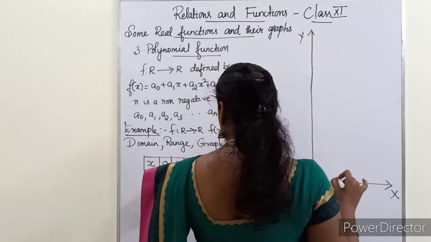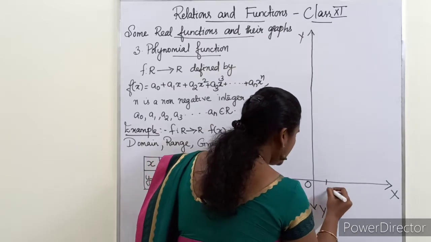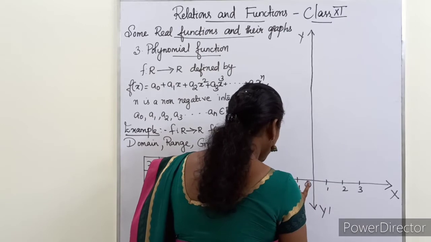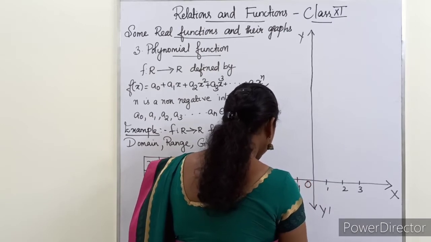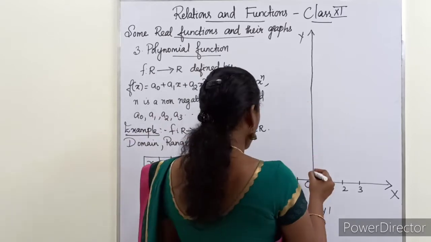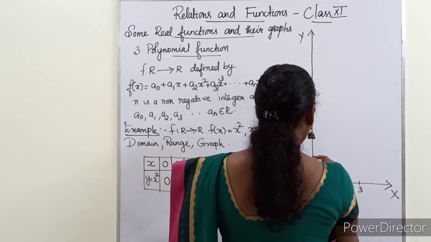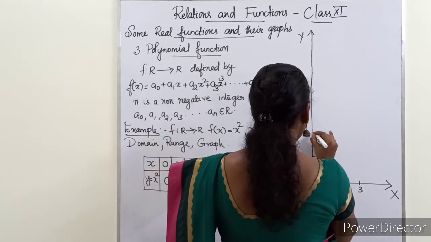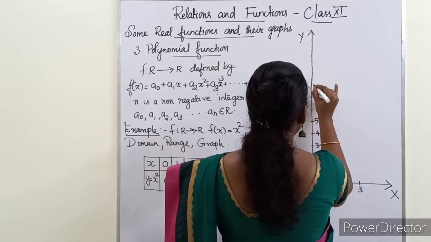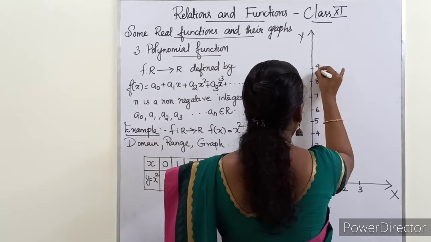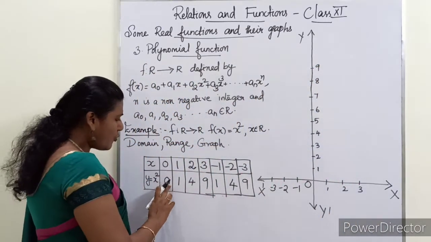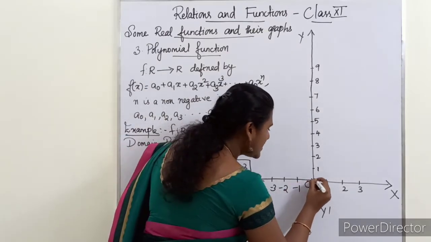So we will plot these points 1, 2, 3, here minus 1, minus 2, minus 3. And here in y we will mark up to 9: 1, 2, 3, 4, 5, 6, 7, 8, 9. Now we are going to plot these points x0, y0, that is this point.